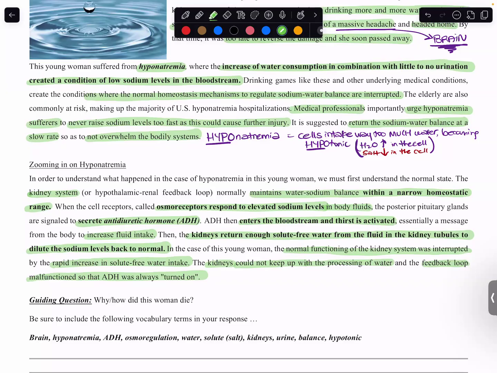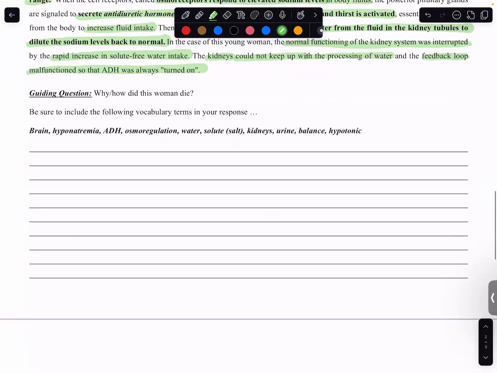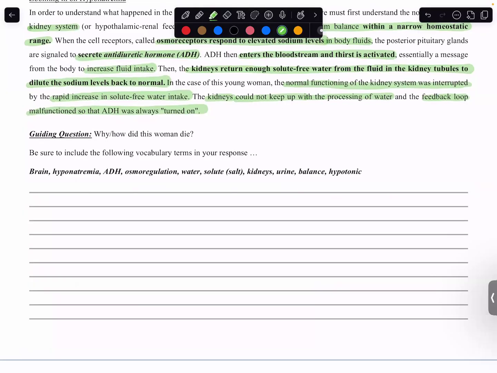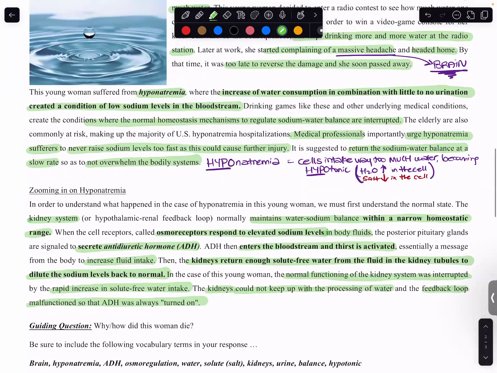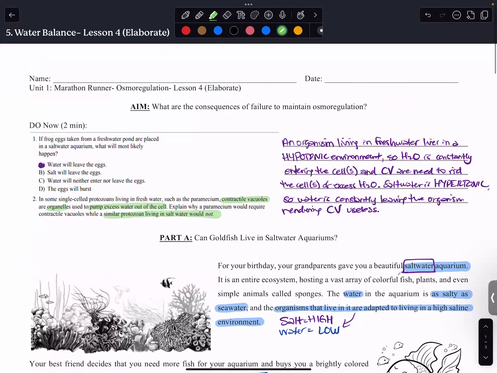So our guiding question is, why and how did this woman die? Be sure to include the following vocabulary terms in your response: the brain, hyponatremia, ADH, osmoregulation, water, salt, kidneys, urine, balance, and hypotonic, all of which we've spoken about in this reading, but you are responsible for explaining this, all right? And start thinking about how this relates back to the marathon runner. Why might this relate back to the marathon runner? Okay, so that's the elaborate.